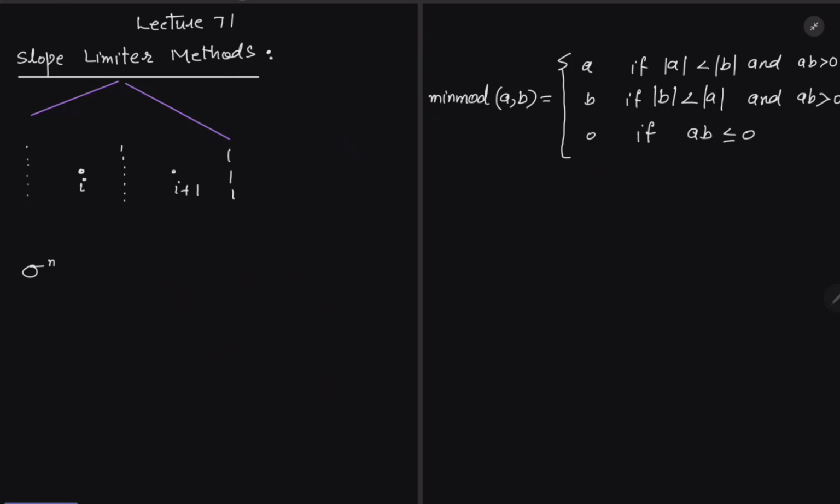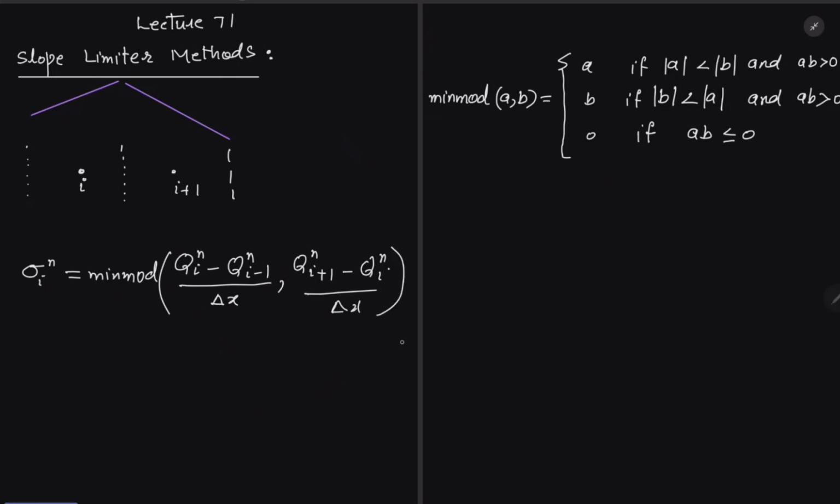The slope actually appears in the formula. So what the minmod does is measure the slope from cell I to cell I minus 1. This is the definition of slope. And it also measures the slope in the neighboring cell, Q_{i+1} minus Q_i divided by delta x. It measures the slope in two cells.